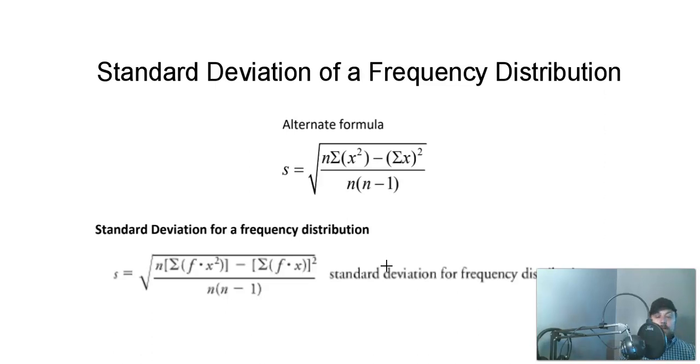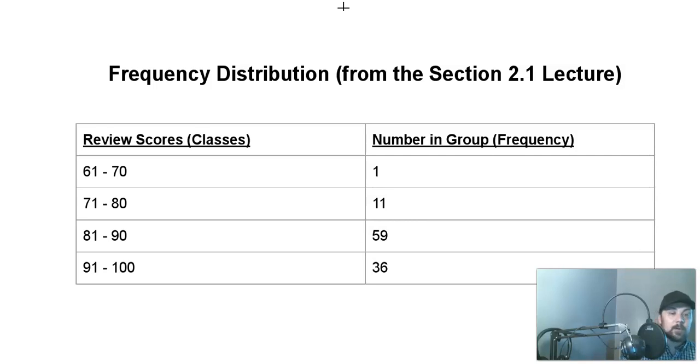So let's see if we can go ahead and do this calculation real quick together on the frequency distribution for the Animal Crossing and see if it gets us close to the actual standard deviation. All right, so remember the class midpoints here are 65.5, 75.5, 85.5, and 95.5.